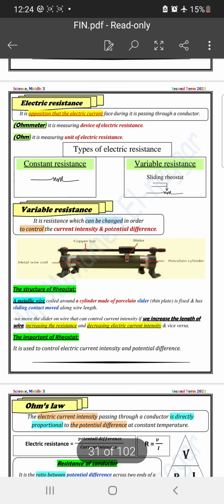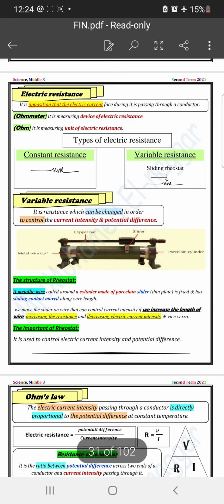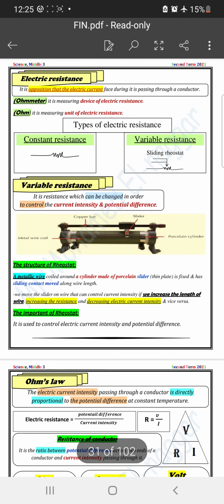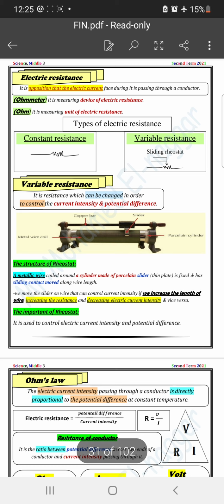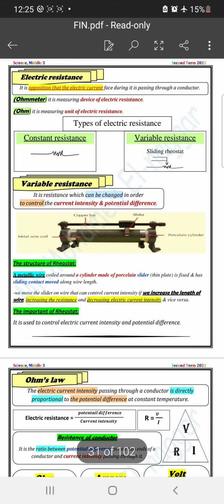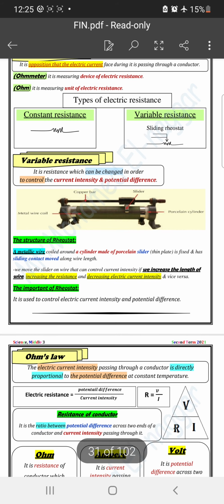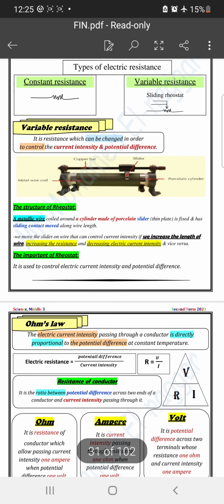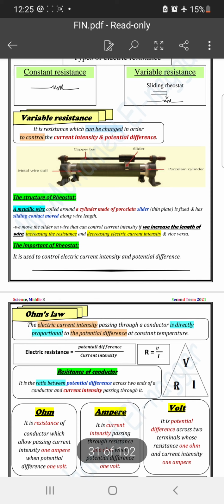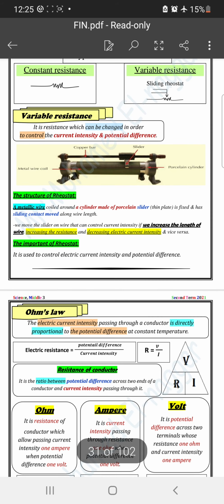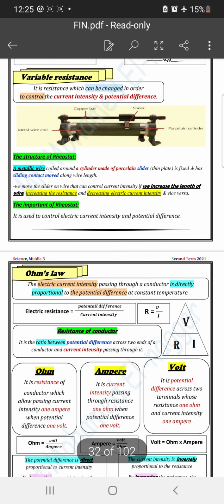The electric resistance is the opposition that the electric current faces during passing through a conductor. Ohmmeter is the measuring device of resistance, and ohm is the measuring unit of electric resistance. We have two types of resistance: constant resistance and variable resistance. The variable resistance is the resistance which can be changed in order to control the current intensity and potential difference.